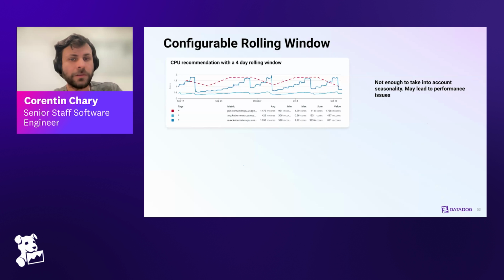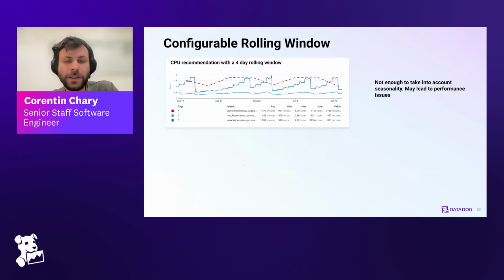Why do you need a configurable rolling window? It really depends on the periodicity of traffic that you have with your application. The default 8 days window is pretty good if you have a daily or weekly periodicity. And again, you have 8 days because you might have a bank holiday on a Monday. But it's not necessarily a good fit for every application.